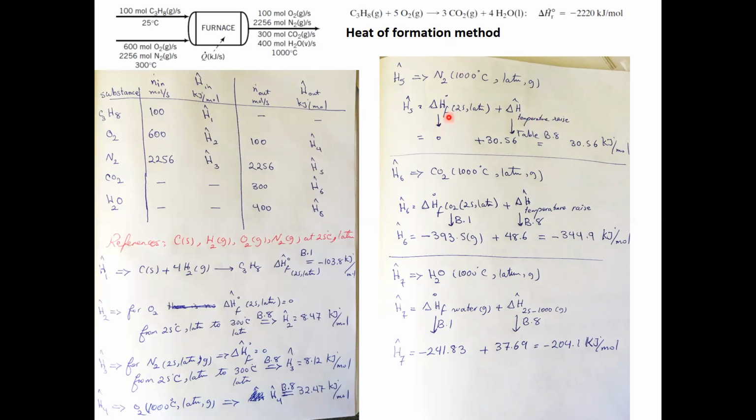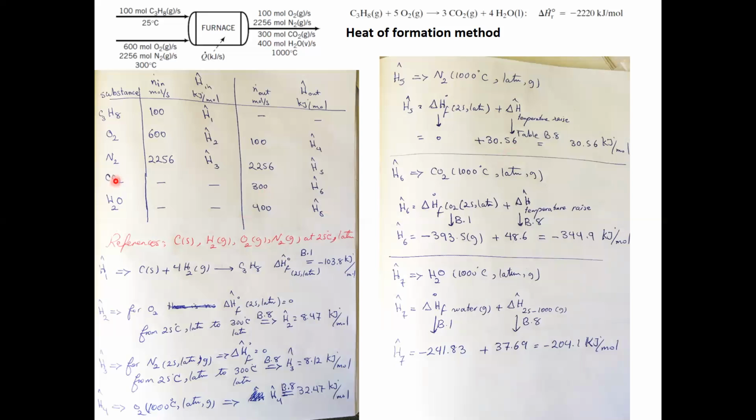I just make it easier for you. We know delta H formation should be read from table B1. The temperature range has to be considered another way. For nitrogen, hydrogen, CO2, CO, and water in gas form, from 25 degrees to any other temperature, we can read it from table B8. For nitrogen to reach 1000, this value is available in table B8.